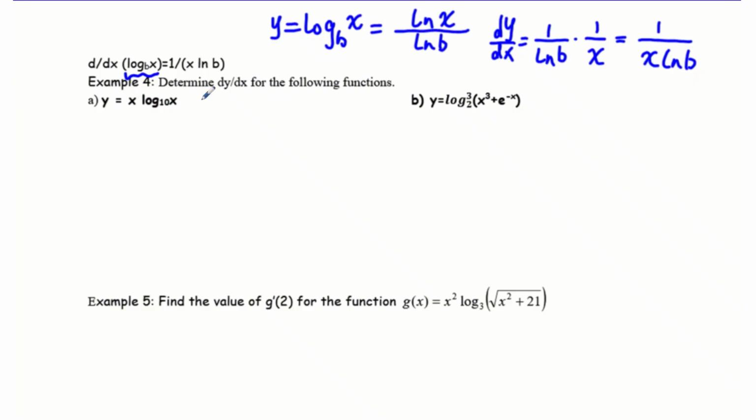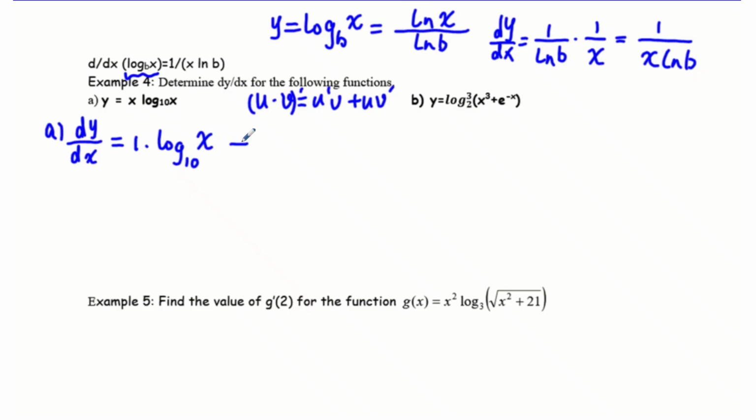So this one, we have u times v. The derivative is u prime v plus u v prime. So dy over dx equals the derivative of x, which is 1, times log base 10 of x, then plus x times the derivative, which is 1 over x, and also times 1 over ln of the base. So this is done.